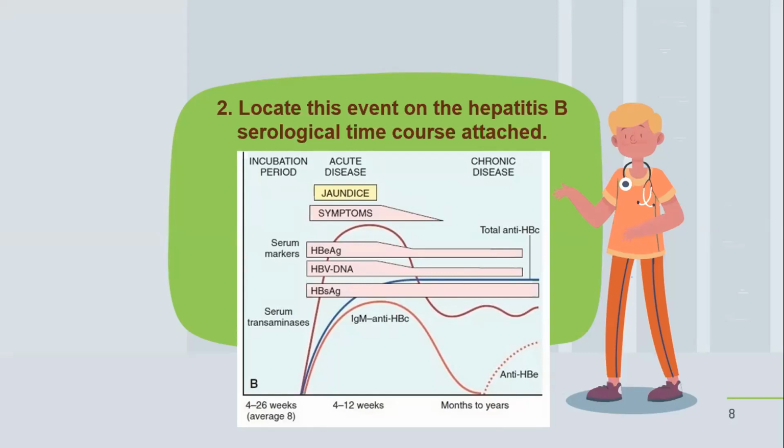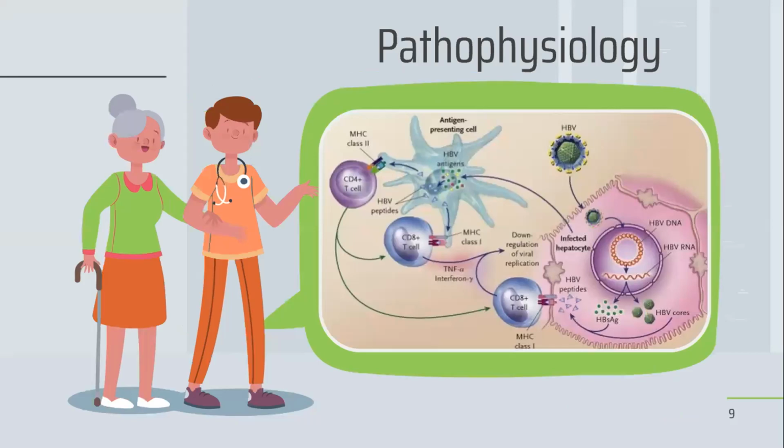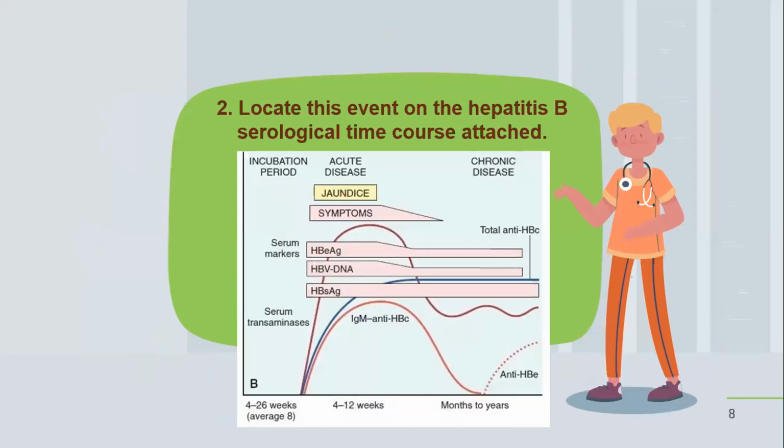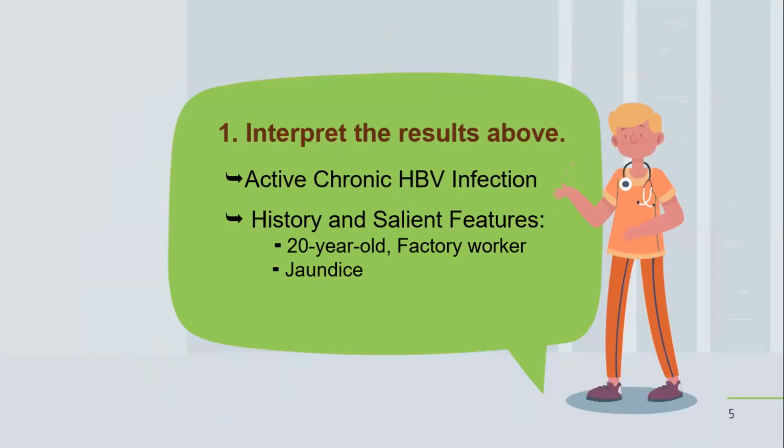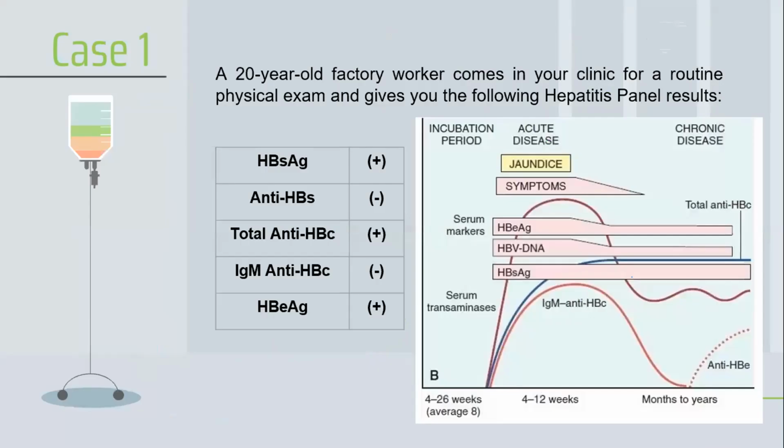Next slide, please. Excuse me. For the pathophysiology, can we go back to the first slide? I missed out on the lab results. Let's go back to those labs. Okay, so HBsAg positive. Can you see my cursor? You cannot see my cursor? Anyway, anti-HBs negative.